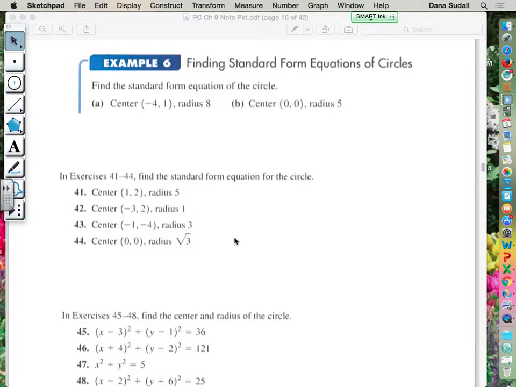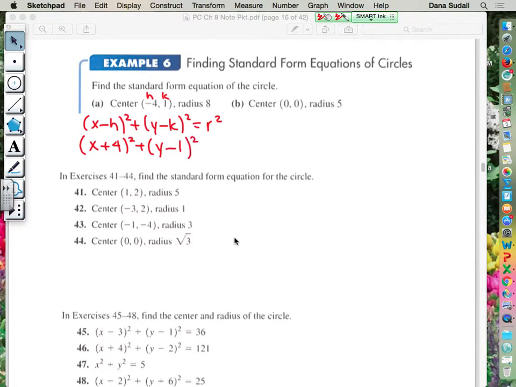So the first one here, we're looking at coming up with the standard form of the equation for the circle, and they give us the center and the radius. So (x minus h) squared plus (y minus k) squared equals the radius squared. h and k are the coordinates for the center. So we'll leave the x and the y in the equation. If we subtract -4, it'll become +4.